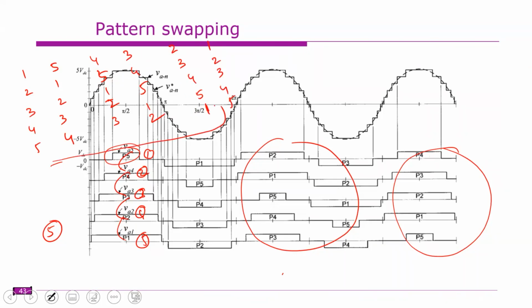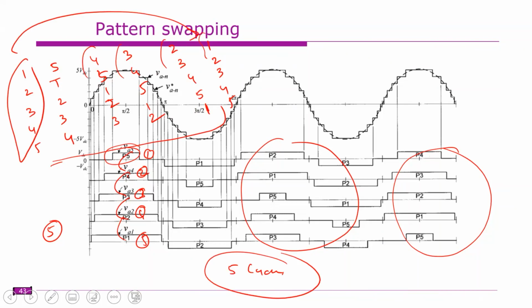So that means this is the first cycle, this is the second cycle, this is the third cycle, this the fourth, and this the fifth cycle, and the sixth cycle is the same as the first cycle. So that means 5 cycles are required to equate the powers. If the cascade number is n, you require n cycles to equate the powers. This is known as pattern swapping.